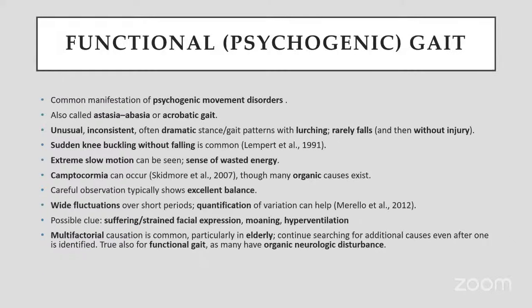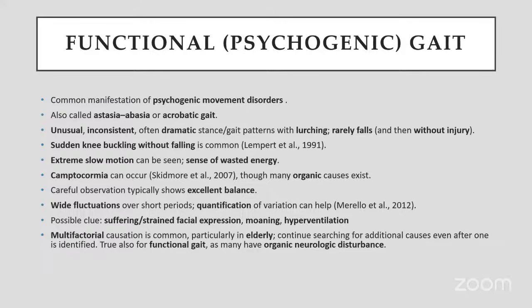And the last one is functional or psychogenic gait. It is a common manifestation of psychogenic movement disorders, also known as astasia-abasia or acrobatic gait. This is unusual. The gait is inconsistent, often with dramatic stance and gait patterns with lurching, and they rarely fall. Even if they do fall, there will be no injury. Sudden knee buckling without falling and extreme slow motion can be seen.